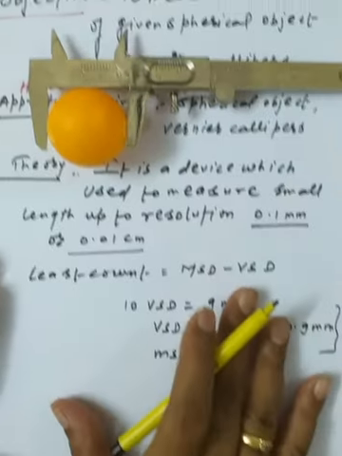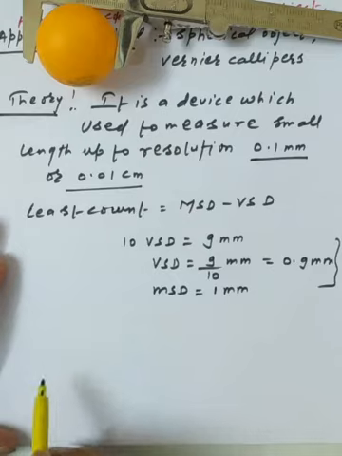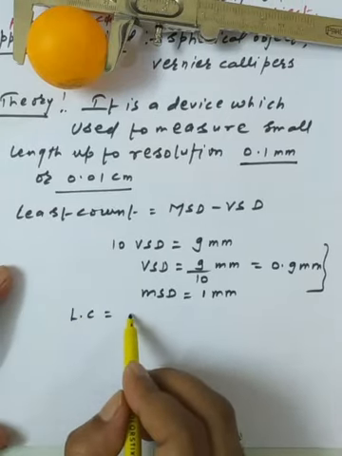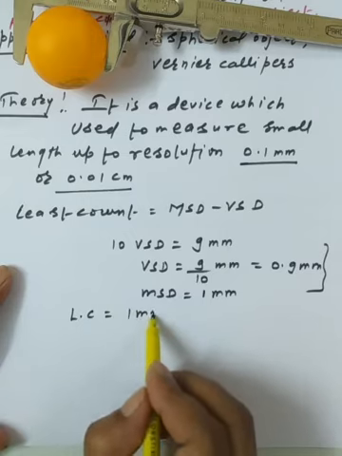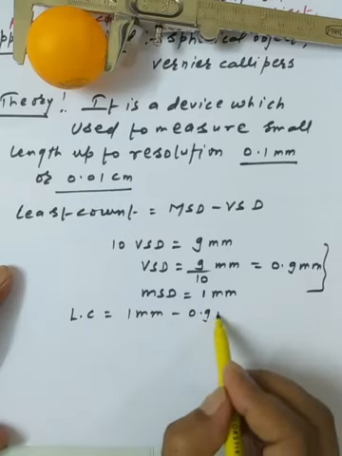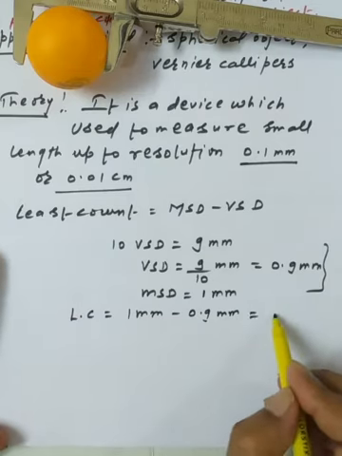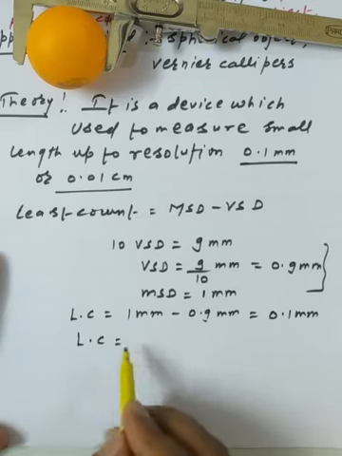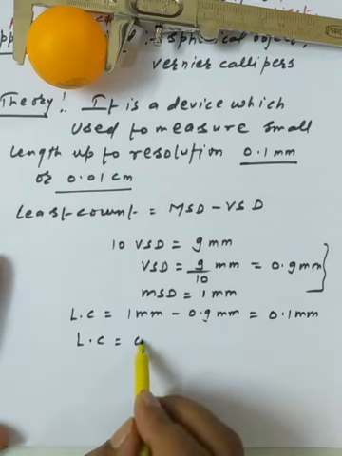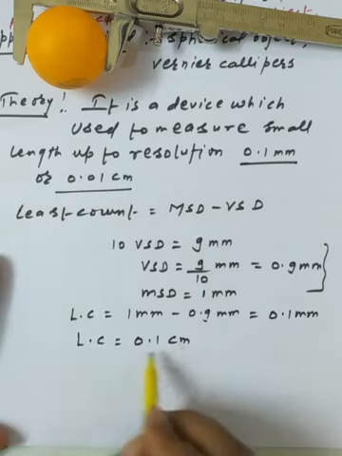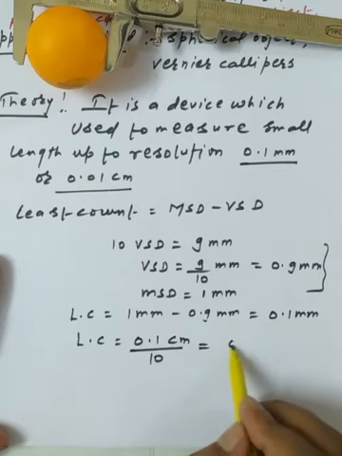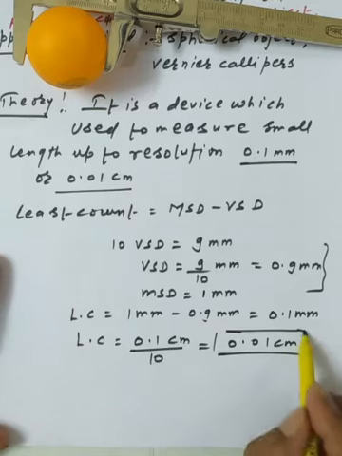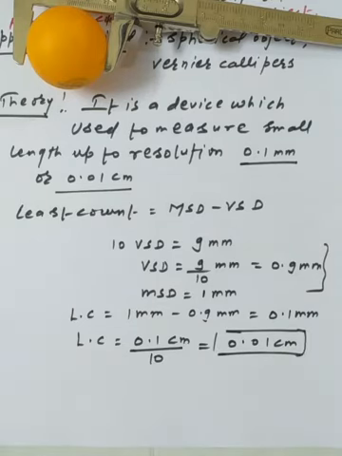As we approach this information in the basic formula, we can directly get the least count. The least count is stated as MSD minus VSD, that is 1 mm minus 0.9 mm. So we get the least count, that is 0.1 mm. Converting this least count into centimeters, I can write 0.1 mm divided by 10, so it comes to 0.01 centimeter. So this is the basic fundamental of how we get the least count of a vernier calipers.